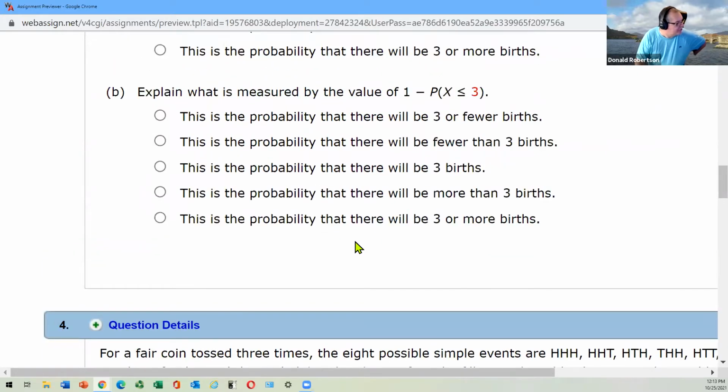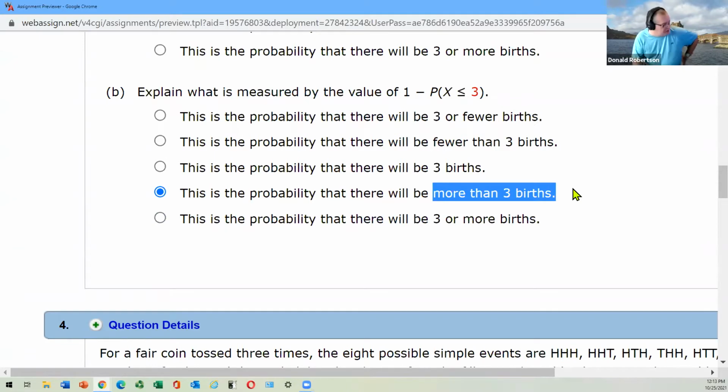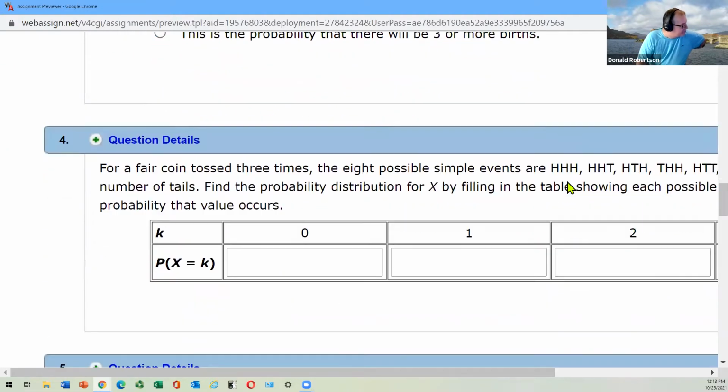So one of these should be, there we are. In English, I would probably phrase it, there'll be more than 3 births, which is not quite the same as that one, because in this one, aren't you 3 or more? And this one, just more. Right, so the extra word makes a difference. And I think I'm going to have to shrink this up. Yes, I will.